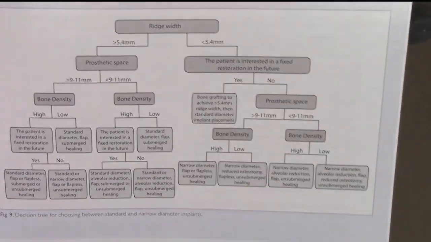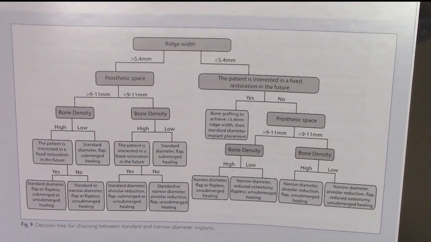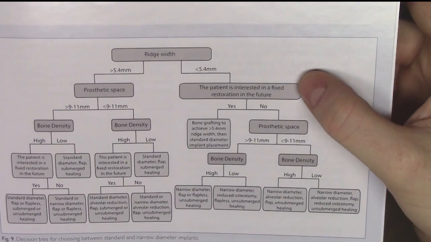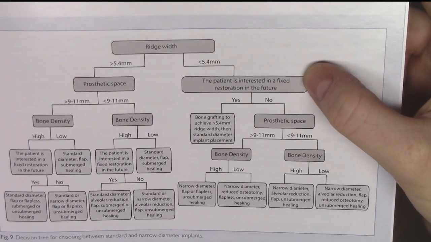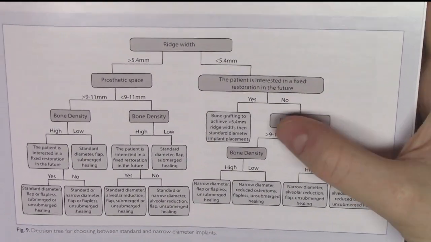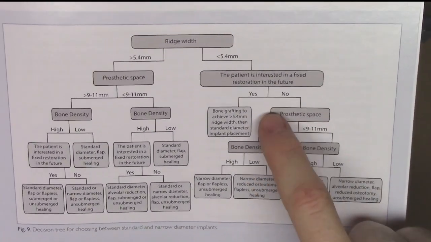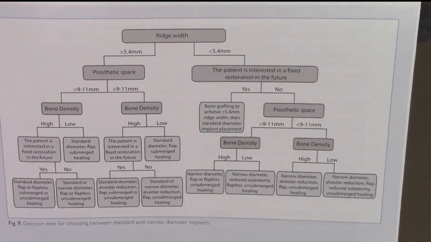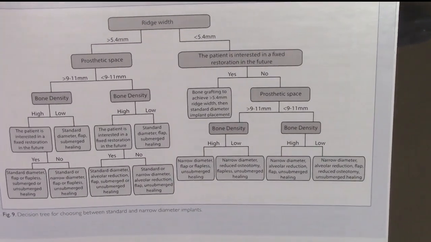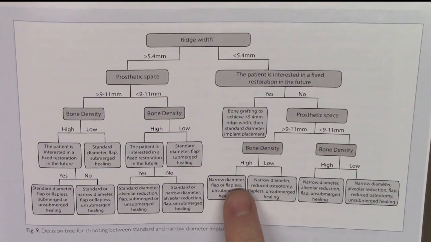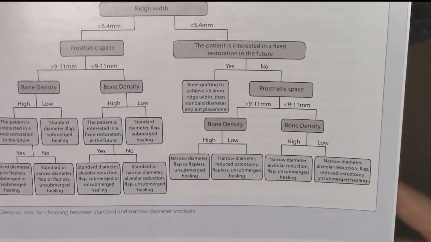Then at that point, we can place a standard fixed restoration. If the patient is not interested in a fixed restoration in the future, then we can decide, do we have enough prosthetic space? And when we do, with high density bone, we can place narrow diameter implants. I typically place flapless, but of course we can use a flap as well.